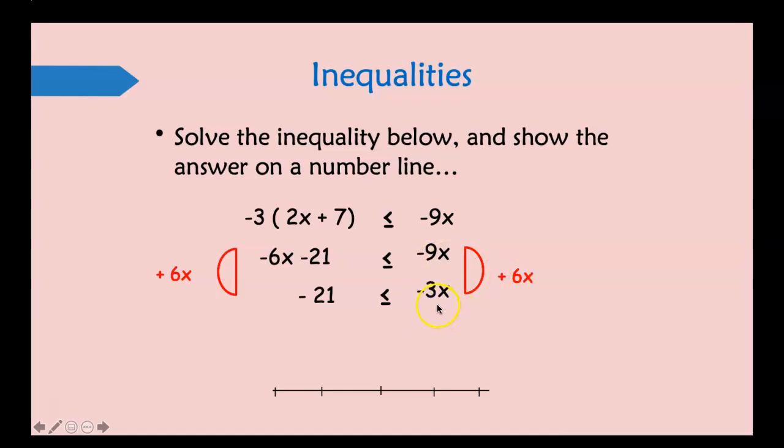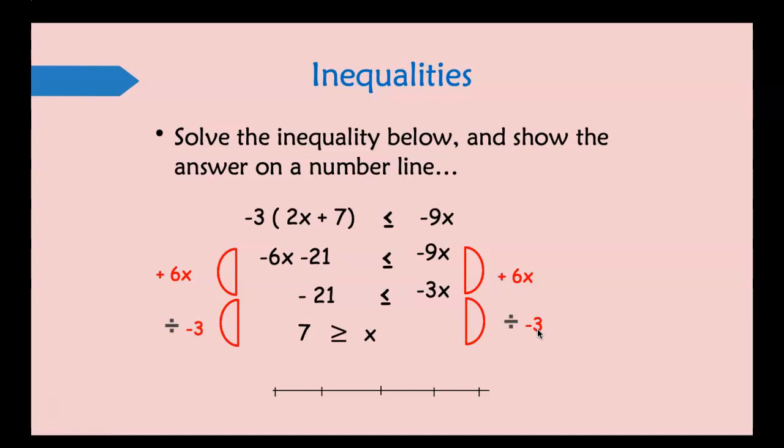We are down to a two-step equation. We divide both sides by the coefficient, which is negative 3. So you will have negative 21 divided by negative 3 is positive 7. Copy the symbol. Okay, but remember that when the last step is dividing or multiplying by a negative, you have to reverse your symbol. So from less than or equal to, it became greater than or equal to. On this side, negative 3 divided by negative 3 is 1x. So 7 is greater than or equal to x.